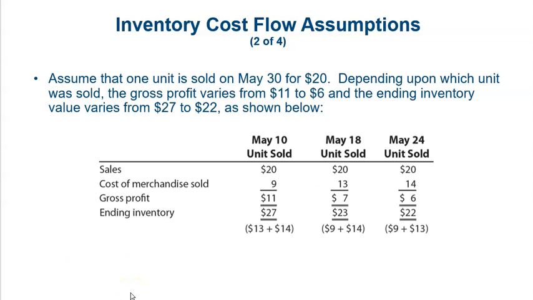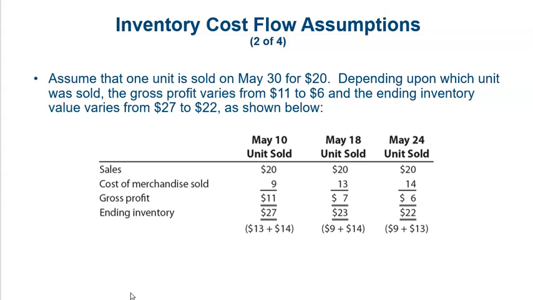Okay, so let's do an example to show. Assume that one unit is sold on May 30th and we sell it for $20. Depending on which unit was sold, the gross profit varies because we got 20, but what was the cost of the good that we sold? It would depend on which one that we sold. If we assume that we sold the May 10th one, then the cost of the merchandise sold was $9 and we'd have gross profit of 11, which would leave us with ending inventory of the other two items, so $27.